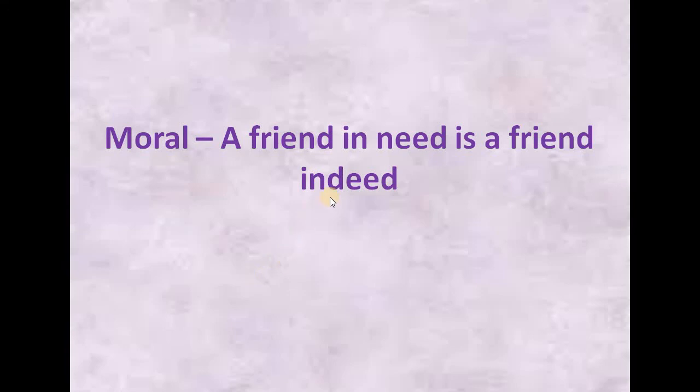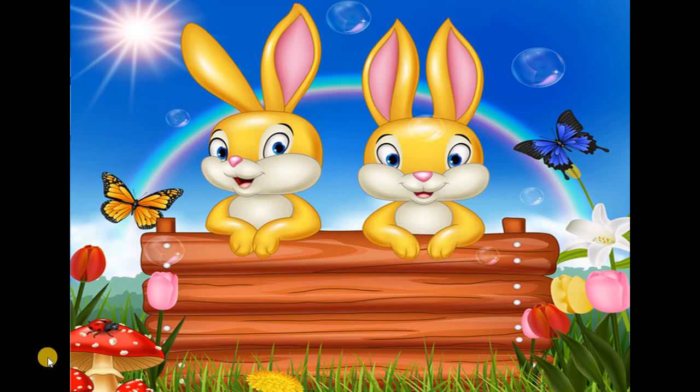Now, the moral of the story. What is the moral of the story? A friend in need is a friend indeed. That means, when we are in need, the one who truly helps us is our true friend. A friend in need is a friend indeed. So this is the story of the lion and the mouse.